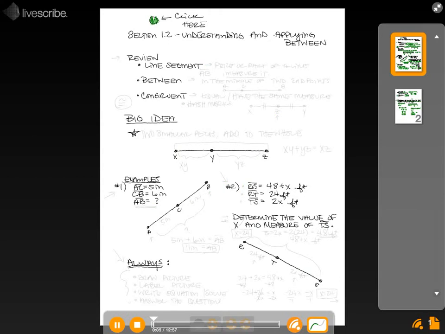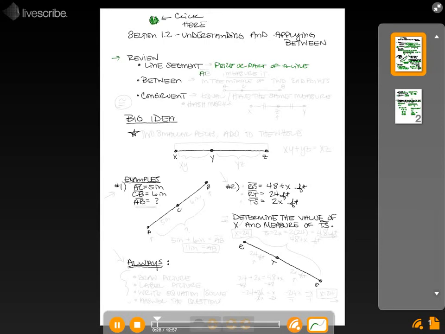Alright, these are our notes for section 1-2, and section 1-2 is on understanding and applying the idea of between. So real quick, we're going to review a couple of the vocabulary words that specifically go with this idea of between. First one is a line segment. And remember, a line segment is a piece or part of a line.